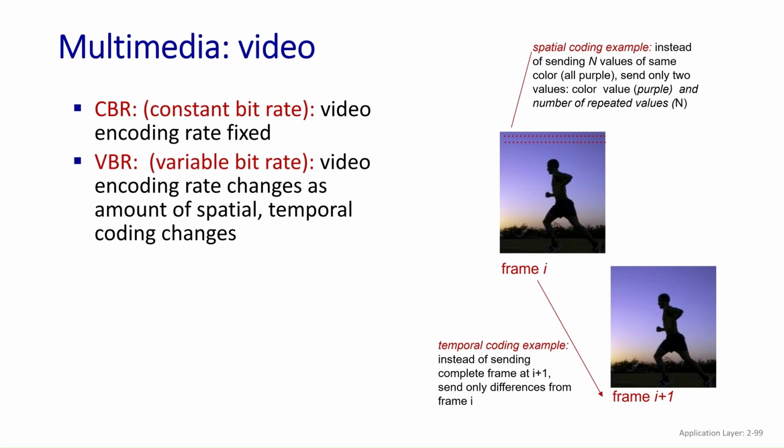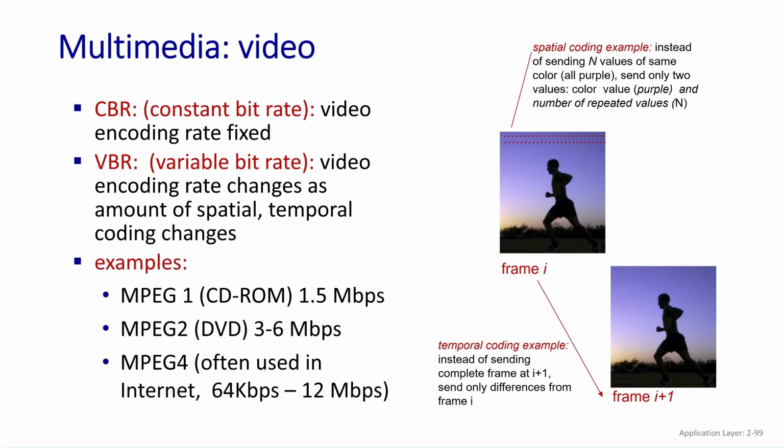Right, so I can encode a video using constant bitrate and variable bitrate after doing spatial encoding and temporal encoding, and that's why we have different encoding standards. We have MPEG 1 that we use for CD-ROMs, MPEG 2 for DVDs, and we are interested more in MPEG 4 that we use on the internet nowadays, which can be encoded at 12 megabytes per second.